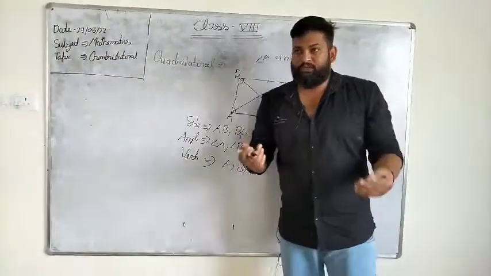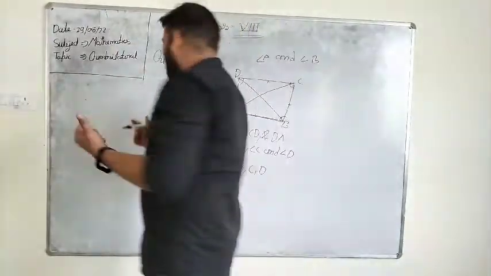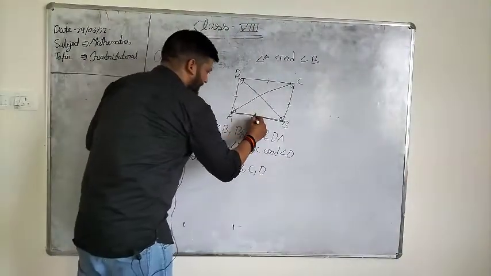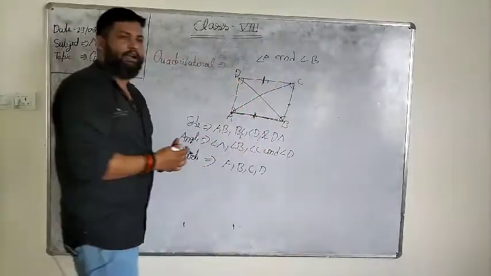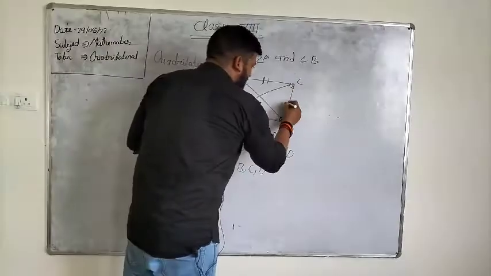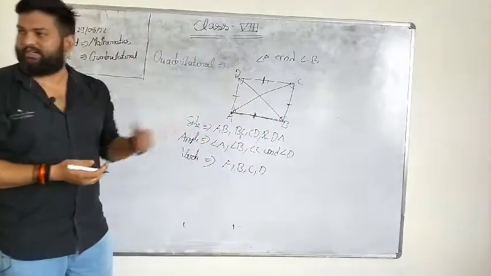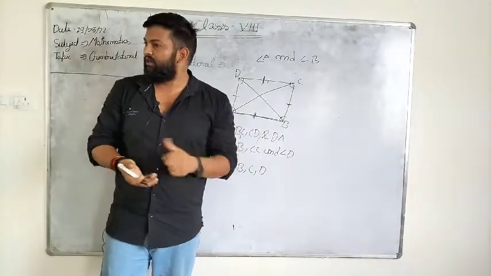Now opposite side and opposite angle. Opposite side is very easy. What is opposite to side AB? That is CD. What is the opposite side of AD? BC is the opposite side. So this was the opposite side of the quadrilateral.